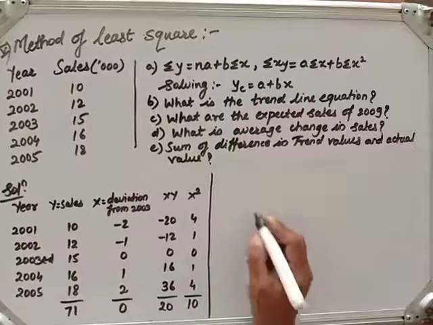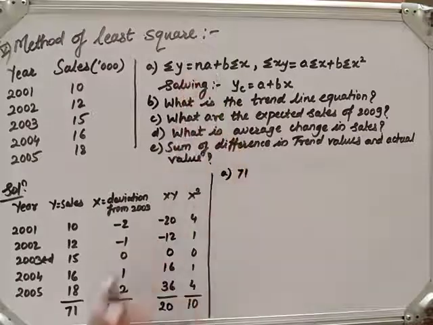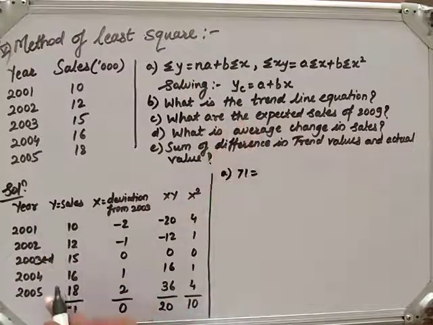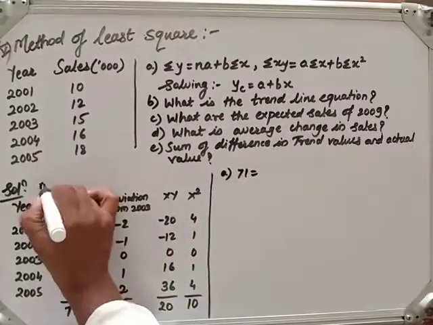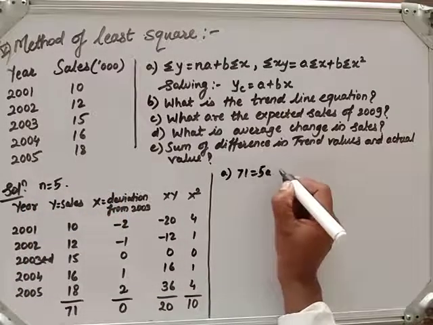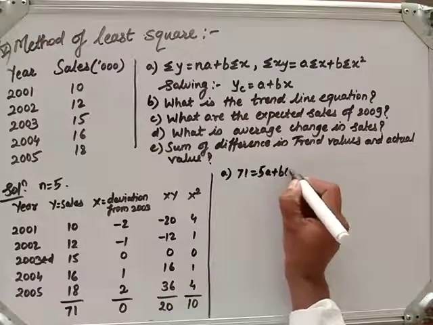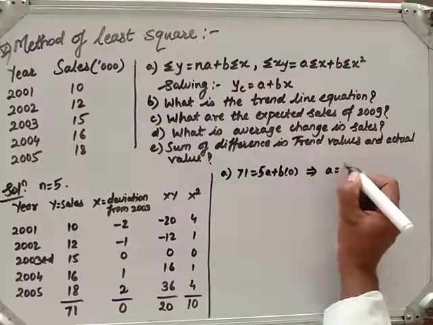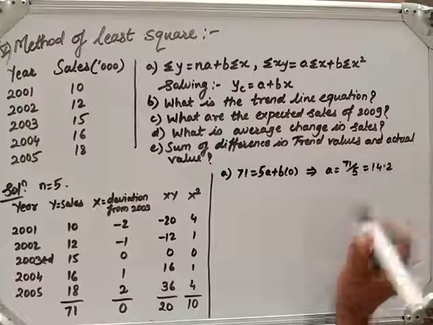First of all we should prepare this table. Now the first part. The equations: summation y is 71, equal to n times a, and n is 5. So 5 into a plus summation x, which is 0, so plus b into 0. That gives us a equal to 71 by 5, and that is 14.2.